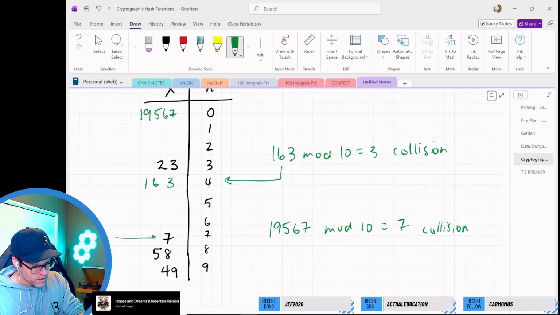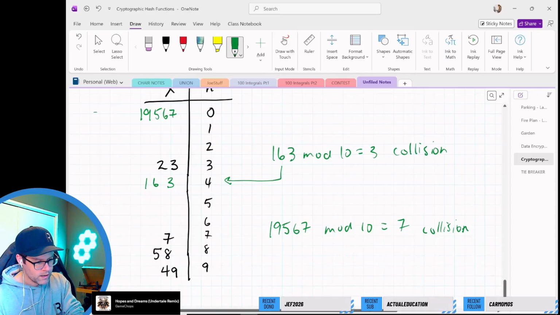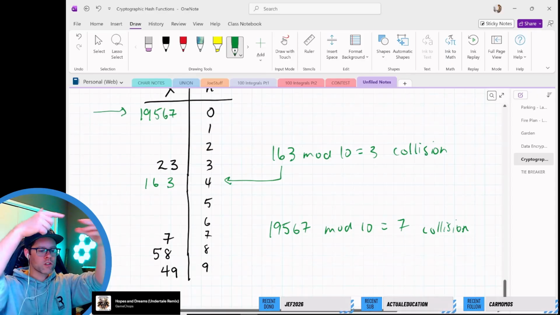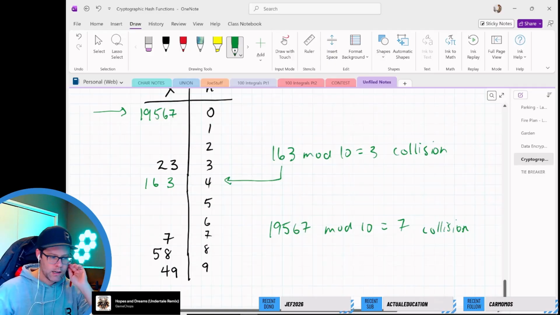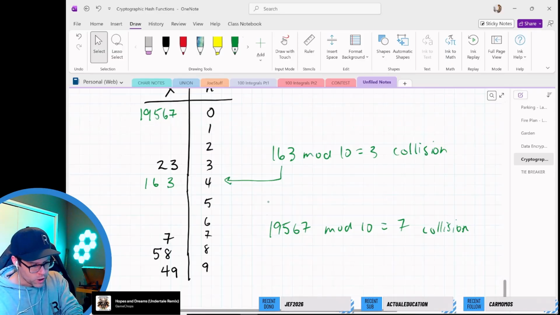It would start here. The algorithm says, well, we can't do it there. It comes down here, but 58's already taken that spot. It comes down here, 49 has already taken that spot. So the idea is then it kind of cycles back through to the top of the possibilities. So 19, 5, 6, 7 gets placed up here with 0. So that's the idea with linear probing.